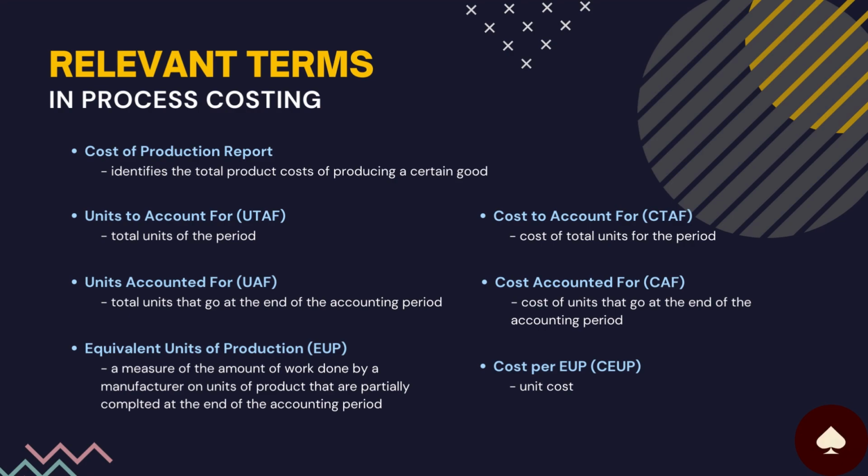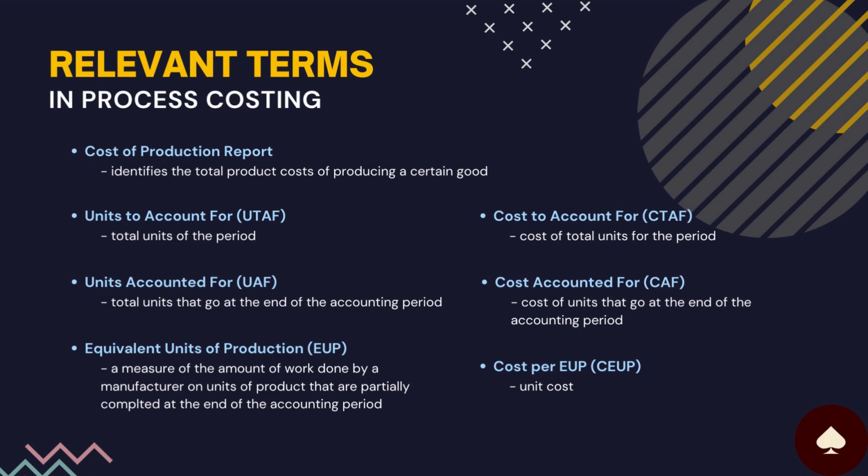Let us take a look at some of the relevant parts of the cost of production report. Thereafter, I will be illustrating them by solving some accounting problems under this approach. First, units to account for. This refers to the total units of the period. This is composed of the total beginning work in process units and the units started into production. Second, units accounted for. This refers to the total units that go at the end of the accounting period. This is composed of the total completed and transferred out units and ending work in process units.